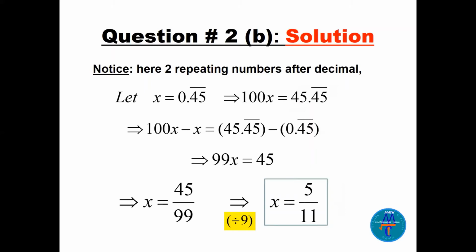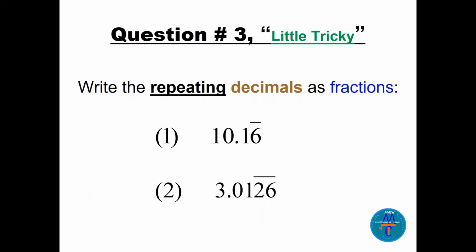So I get 100 minus 1 is 99x equals 45. So x is equal to 45 over 99. Divide by 9, or simplify it any way you like, until you get 5 over 11 is the fraction equal to 0.454545. Now I will go to a higher level, a little more difficult question. Question number 3, a little tricky.